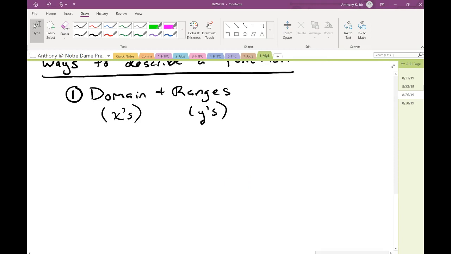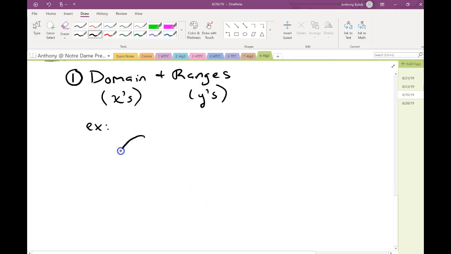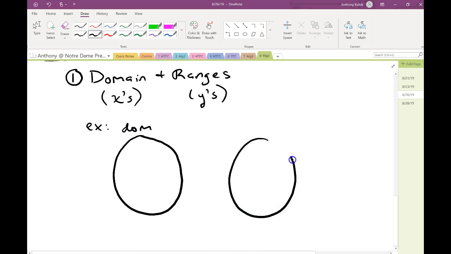So let's look at some examples. So let's say our relation is described using a mapping diagram.